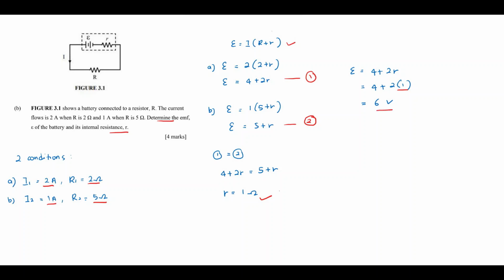Okay, there are 4 marks in this question. First mark is gantian 1 for first equation. Second mark is gantian 2 for second equation. Third mark is when we calculate the value of r. So we get r equal to 1 ohm. So 1 mark. Jawapan unit 1 mark. And the fourth mark when we calculate EMF. So we get EMF equal to 6 volt. So jawapan unit 1. So total is 4 marks for question 3B.